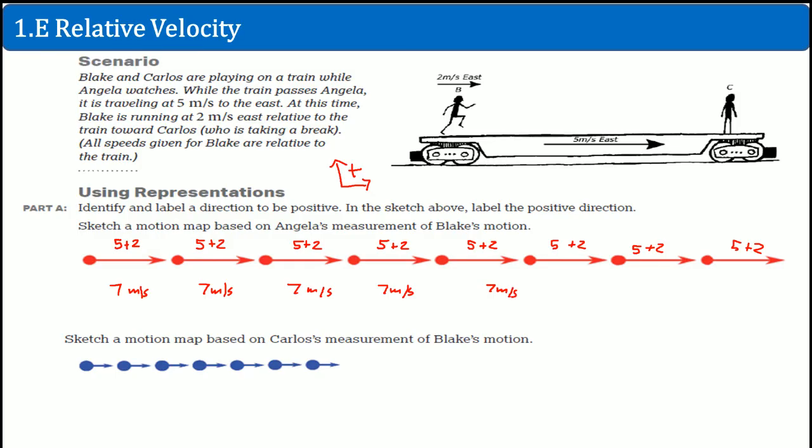Here, we know that Carlos's was 0 because he was stationary, plus the train, 0 plus 5. So here, his total was 5 meters per second. That's why it's smaller. You have to make sure you add the speed of the train as well.